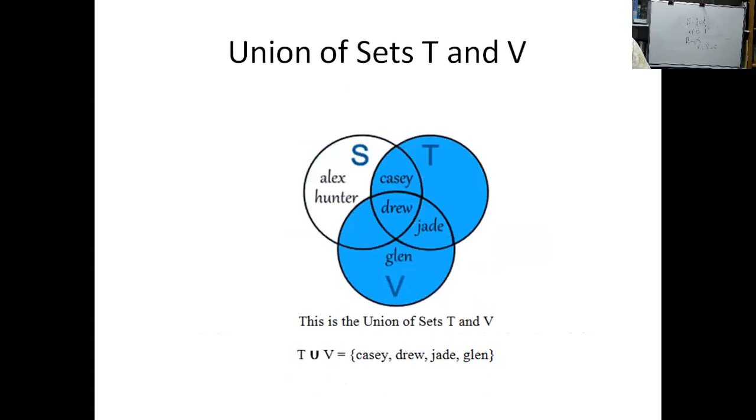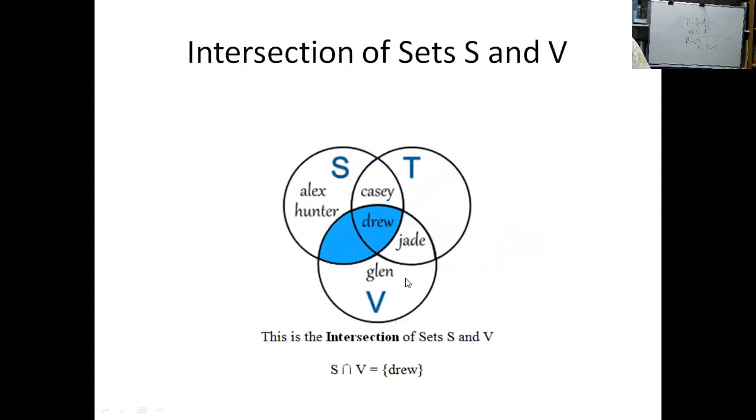Union of set T and V, the tennis and volleyball, would be everybody who plays either tennis or volleyball: Casey, Drew, Jade, and Glenn. Intersection of set soccer and set volleyball, the person who is in both of them, is only Drew. Okay.